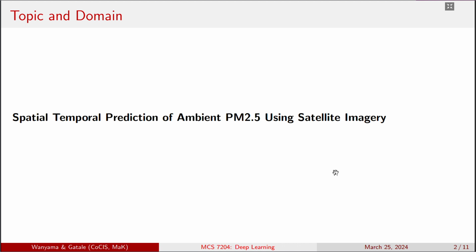So PM2.5, air pollution. PM2.5 is particulate matter 2.5. It's a pollutant, and these are just small particles in the atmosphere that are 2.5 micrometer or less. These particles, our eyes cannot see them, they're too small, but they can infiltrate our bodies and cause harm. So the other thing is satellite imagery. These are images that are captured by geo-orbiting satellites that move around the Earth.